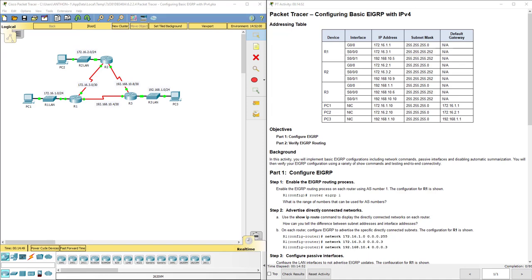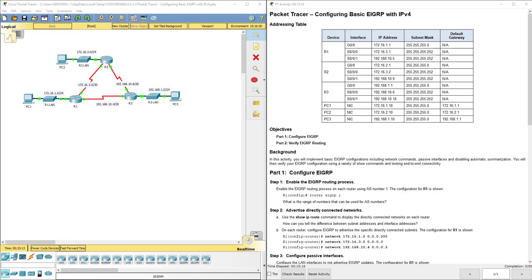Hi everyone, this video walks through completing Packet Tracer Assignment 6.2.2.4, configuring Basic EIGRP with IP version 4. This Packet Tracer Assignment is a part of the Cisco R&S Scaling Networks version 6 curriculum. Now, in this lab assignment, we're going to go through how to configure the dynamic routing protocol EIGRP.